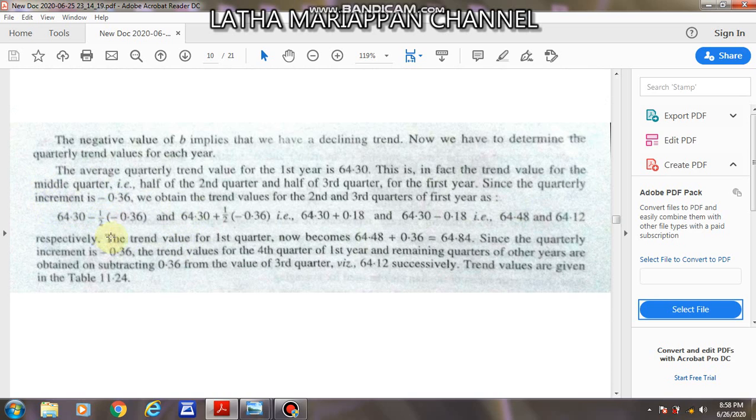Now, the next one, how to calculate this, I'll show you in a picture format. First we'll read this sentence. The negative value of B implies that we have a declining trend. It means a decreasing trend, it's not increasing. We have a declining trend.